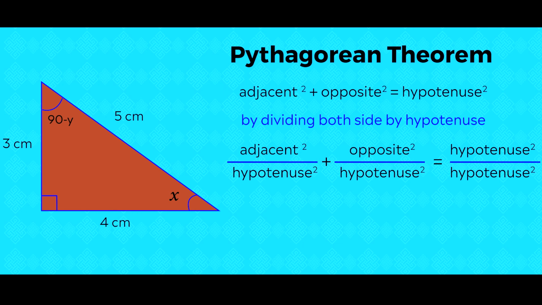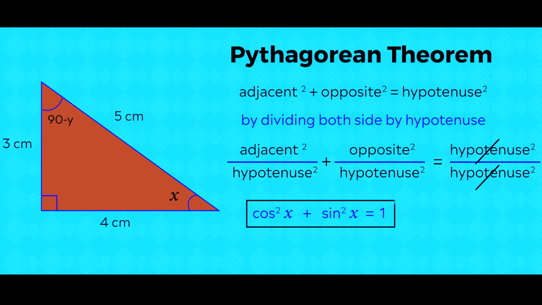As we have already learned, adjacent divided by hypotenuse is nothing but the cos ratio. So here we get cos square x. Moving on to the next ratio, that is opposite divided by hypotenuse. This ratio, opposite by hypotenuse, is sine ratio. So upon simplification, this becomes sine square x. And the right-hand side is hypotenuse square divided by hypotenuse square. It cancels and we get 1. So the third relation is cos square x plus sine square x is equal to 1.